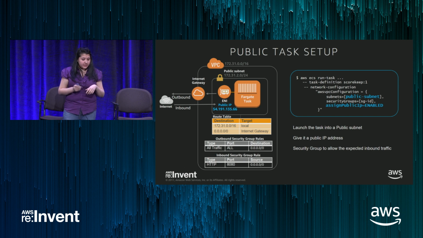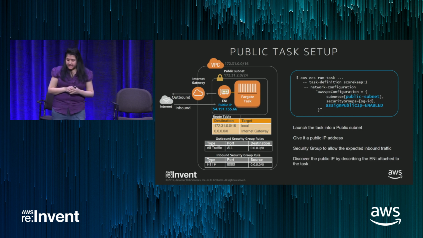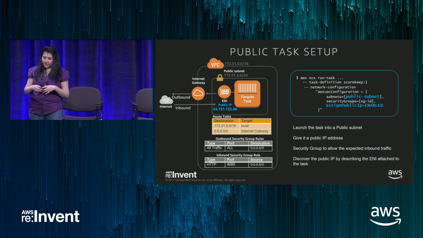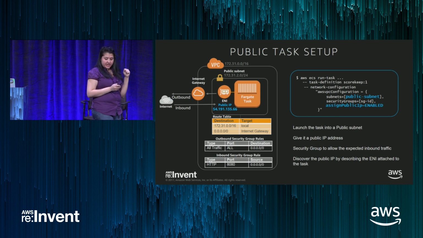And the security groups, again, remember, security groups that you pass in this scenario will have to allow outbound traffic to the internet as before, but also it will need to allow the requisite inbound traffic that you expect your task to take in from the internet. And once you actually run the task, make the API call, get a response, in order to discover the public IP address that was assigned to your task, you will describe the ENI that's been attached to your task, and that's how you'll know the public IP address that got allocated to your task.